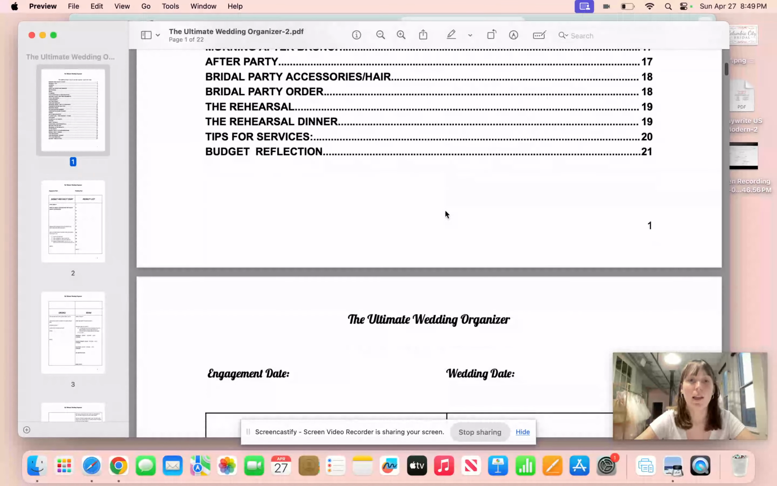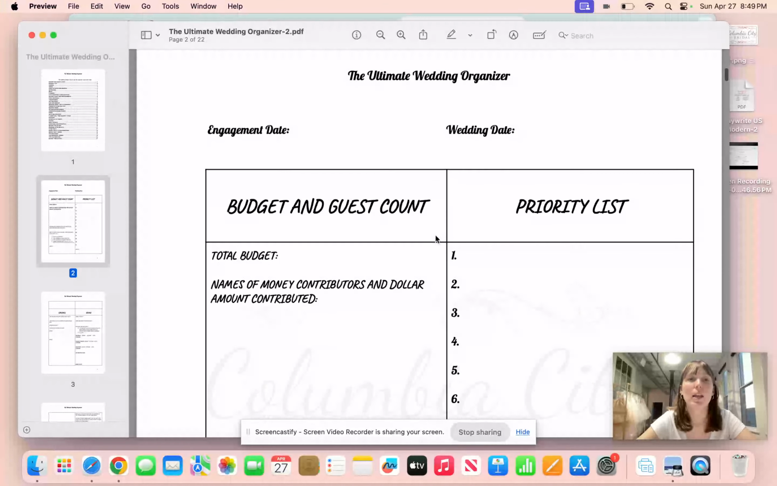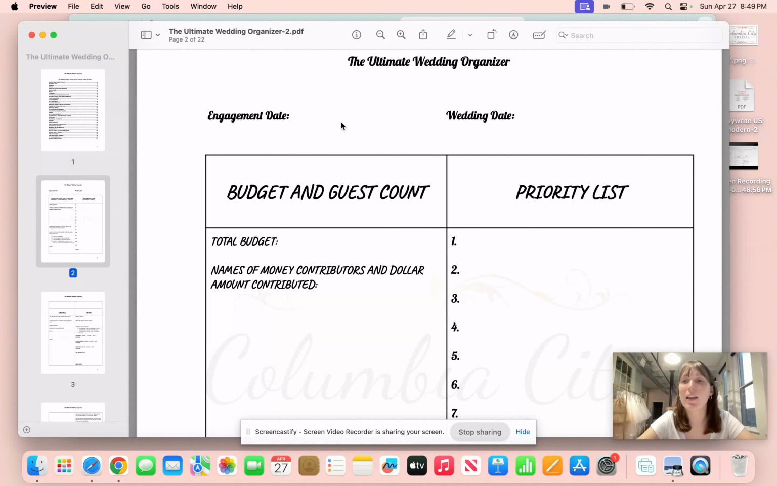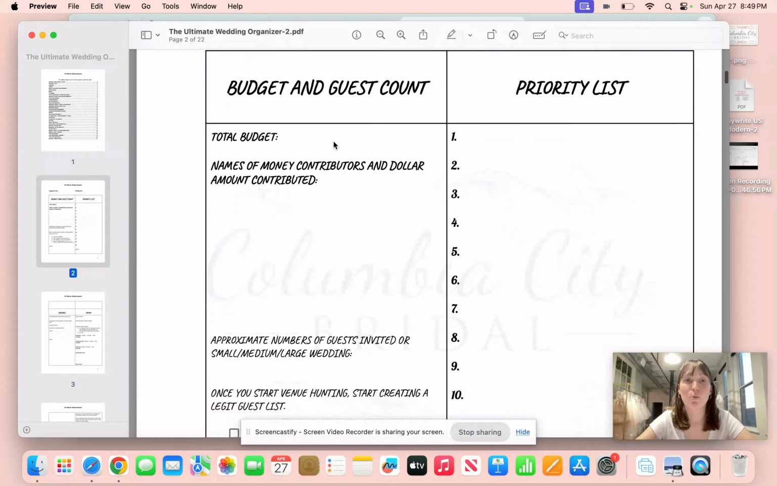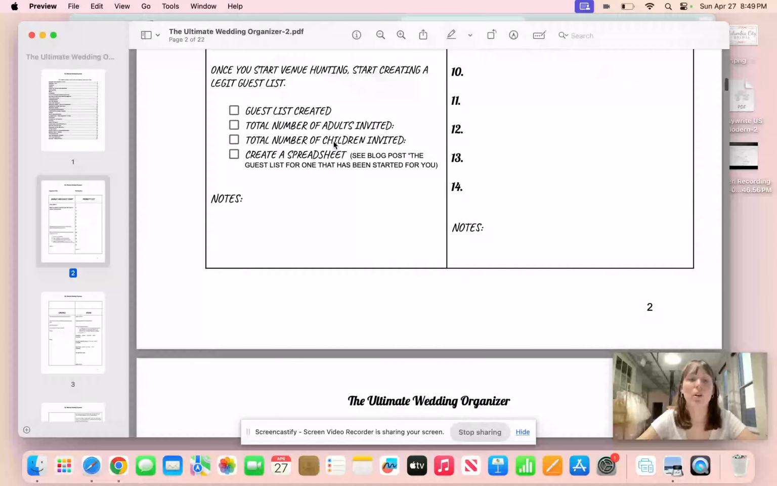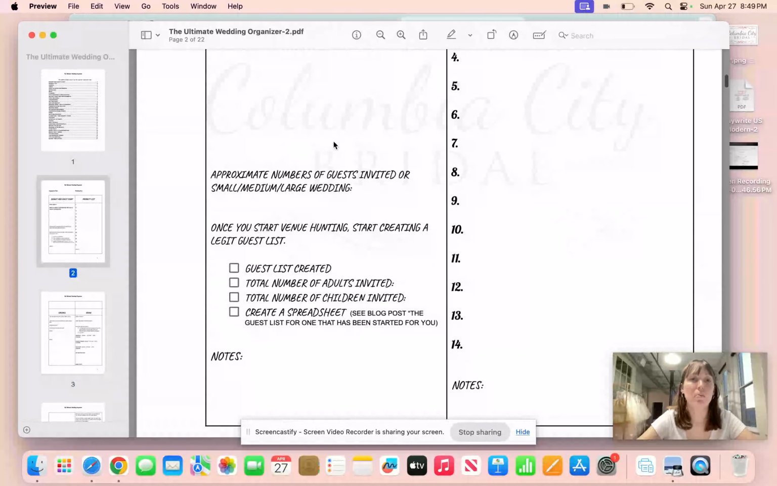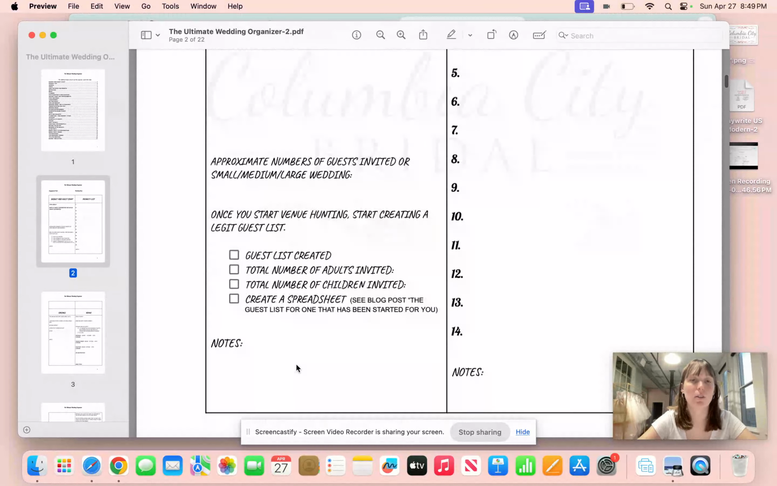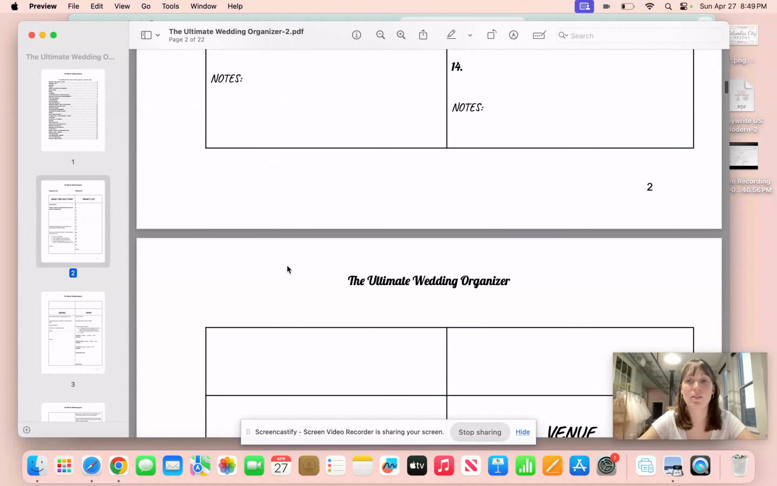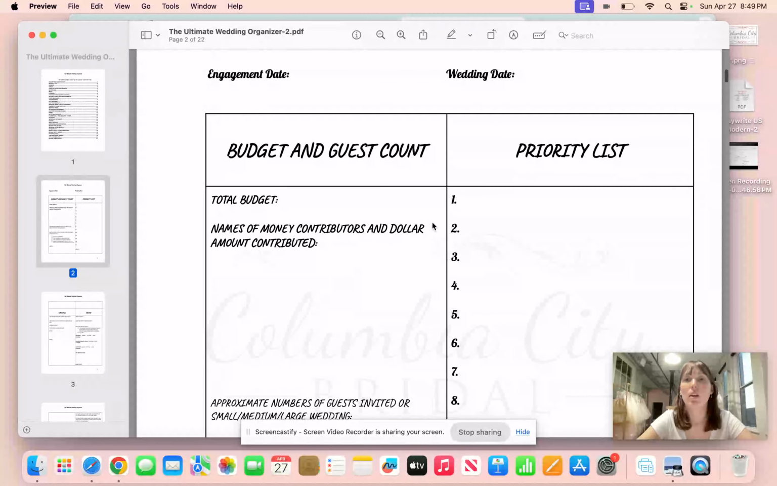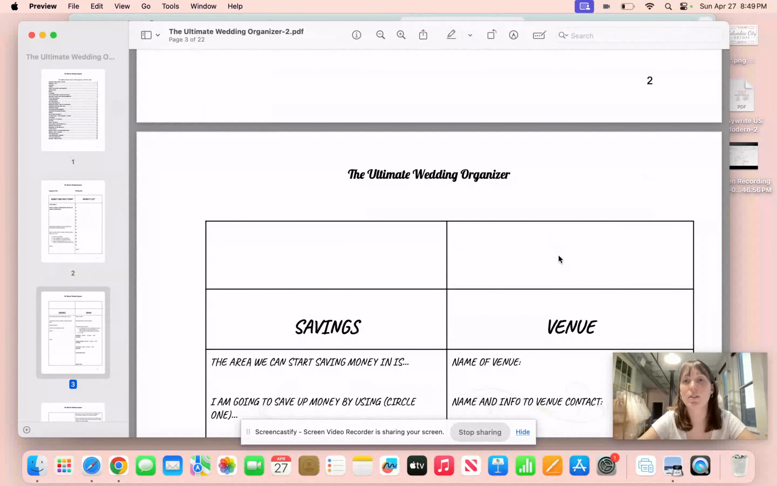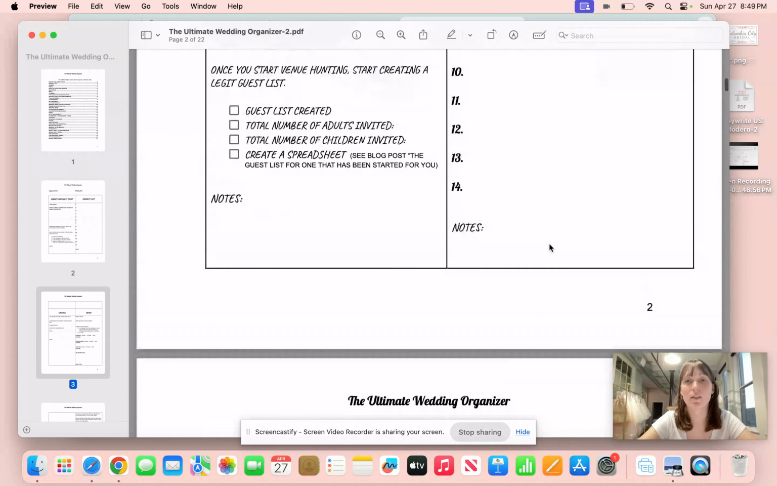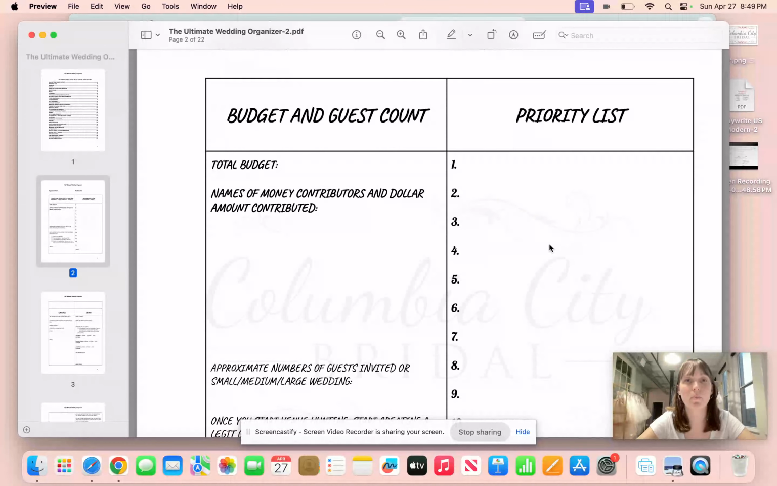So with that being said, you scroll down here and you have your engagement date and your wedding date. Budget and guest count and priority list are the first two things here. Now, when you scroll down, you look directly on the left side. In the left column is all budget and guest count. Even if it continued on here, this is all budget and guest count. Over here, priority list, all the way down the right side. So if you have continuous notes, it would go down to this part of the second page there.